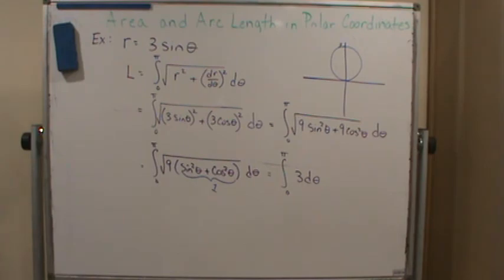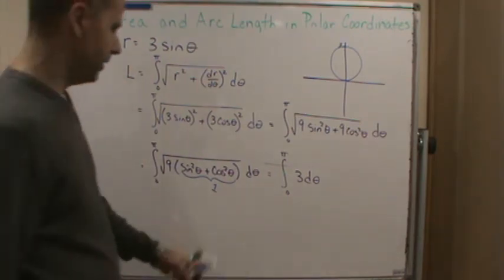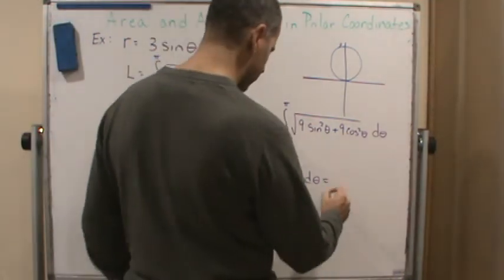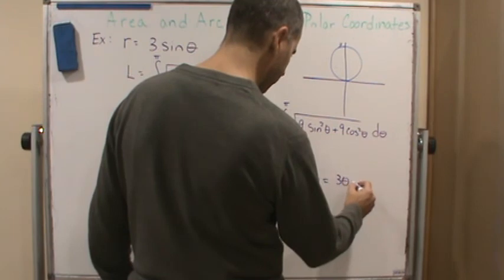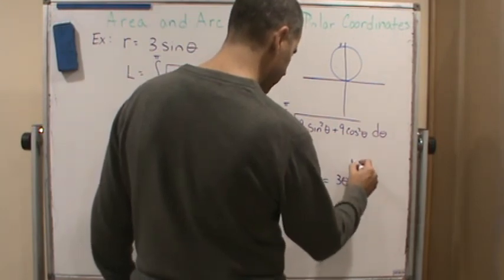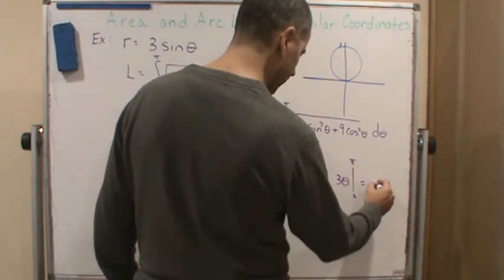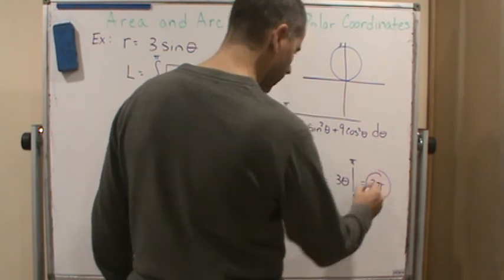All right. So now what is that? Well, now I can just integrate this, and this is just going to be 3 theta from 0 to pi, which is just going to equal 3 pi.